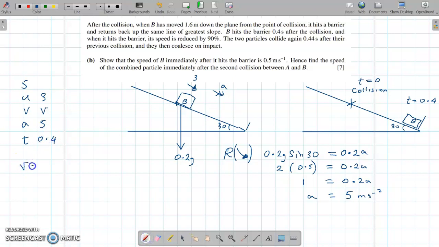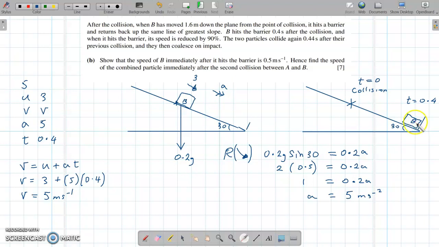So let's use the simple one. V equals U plus AT. V is what we're looking for. U is 3, A is 5, and T is 0.4. That also comes to 5. So V is 5 meters per second. Okay, so it's travelling at 5 meters per second immediately, just before it hits the barrier.